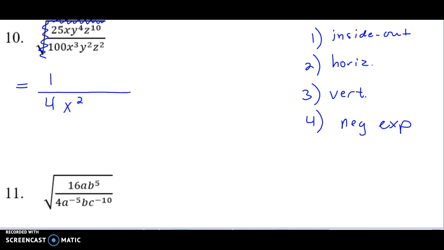Okay, there's 4 y's on top, and there's 2 y's on bottom. How many cancel? 2 of each. Where are the extras left? So there's a y squared on top. 10 z's on top, 2 z's on bottom. How many cancel? 2. Where's the remainder? Z to the 8th on top. Now, don't forget about the square root sign. It is there. We're just working inside out here.